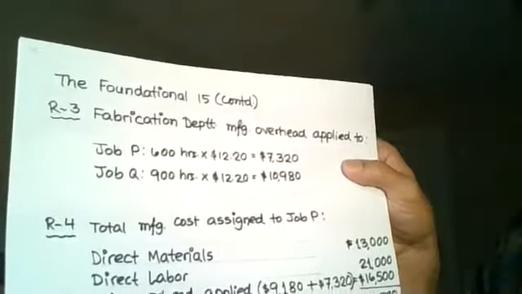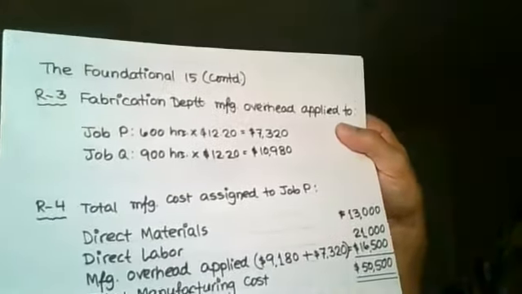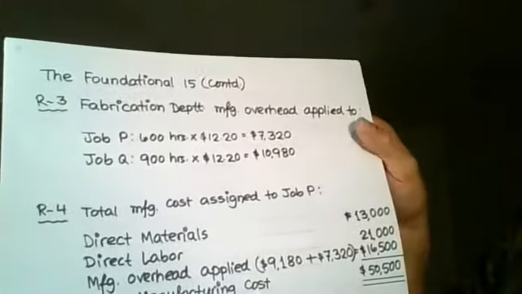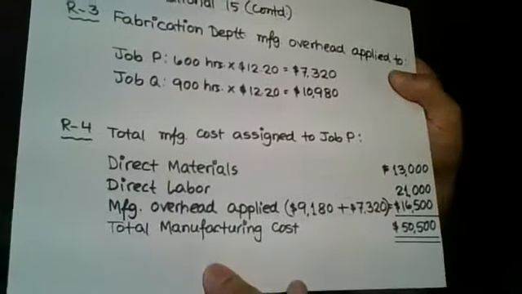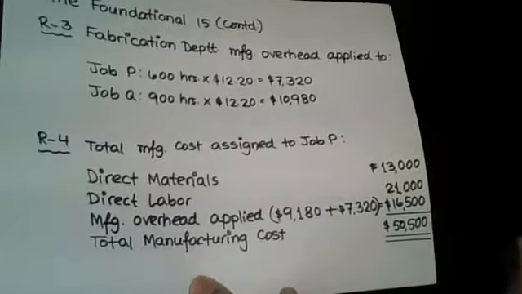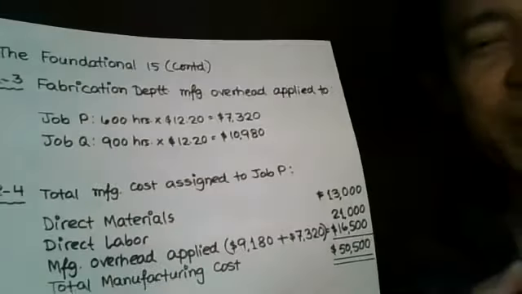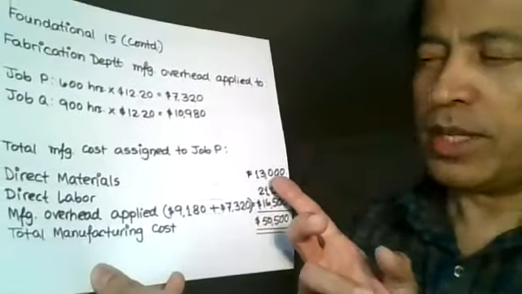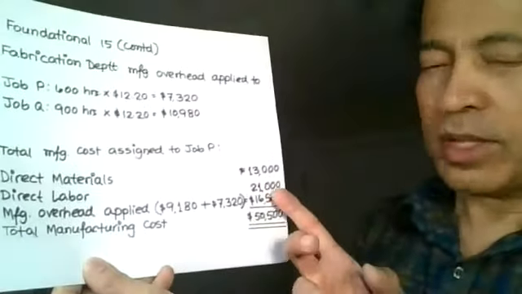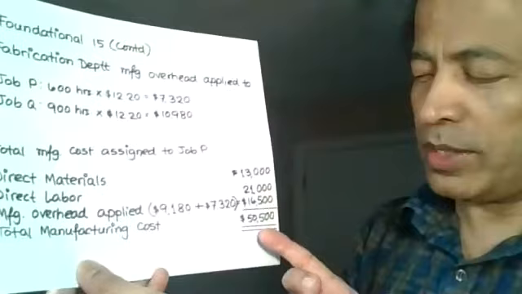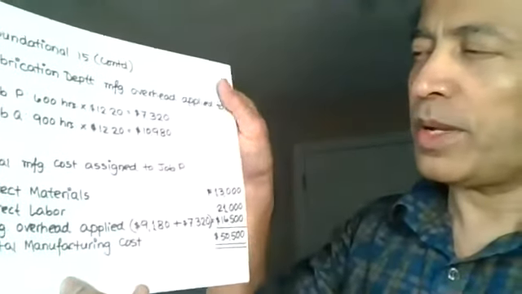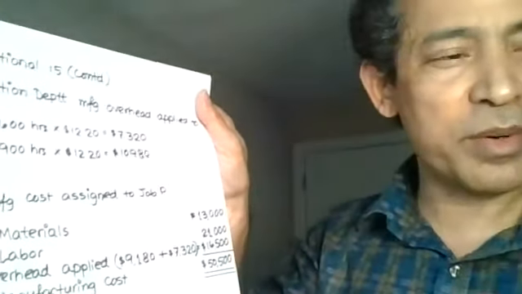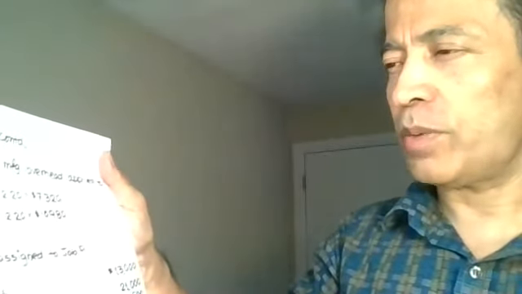That's requirement 3. Requirement 4 says total manufacturing cost assigned to job P. Must be simple. Total manufacturing cost assigned means it will include material, labor, and overhead. So how much material? Material was $13,000, labor was $21,000, and overhead was $16,500. Remember, where did you get $16,500 from? Here. Total manufacturing assigned to job P.